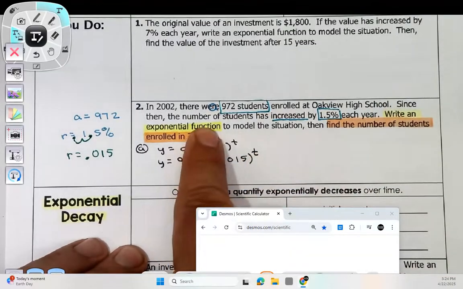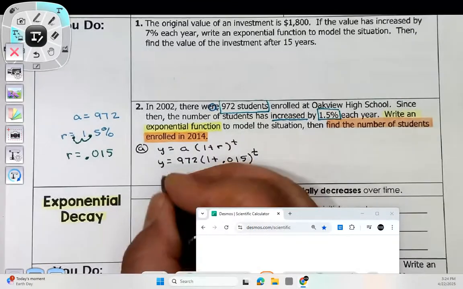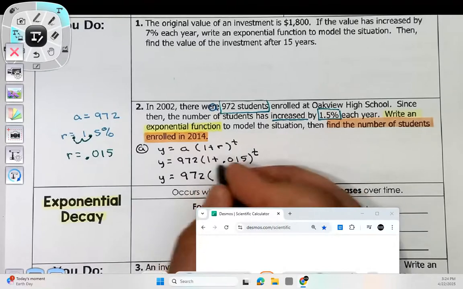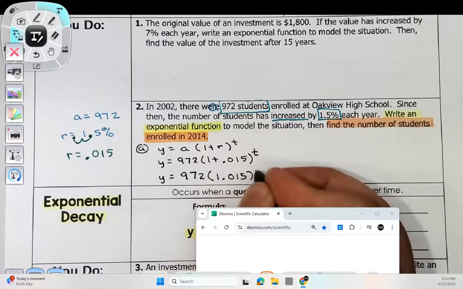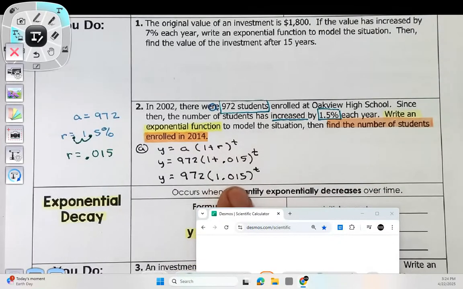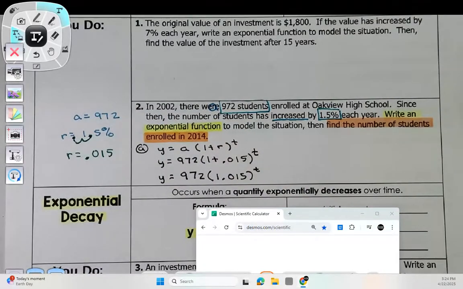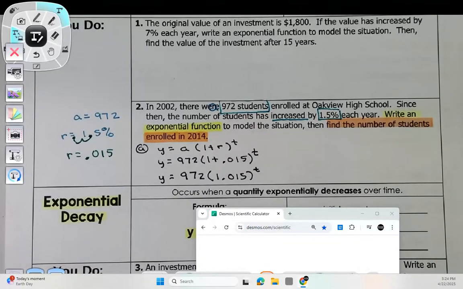When you're creating the exponential function, we actually don't plug in a T yet. So here it is, 972 times 1.015 to the power of T. And remember, the reason why it's also considered growth, this number right here is more than 1. That's why we call something growth as well. If my number were less than 1, well, that's when I would talk about decay.